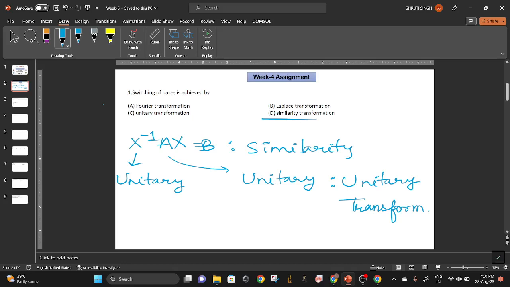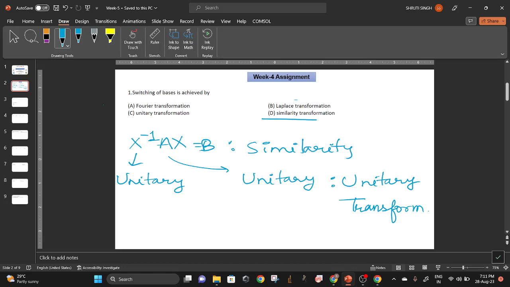Okay, ma'am, but that answer is also okay, na? If somebody writes unitary transformation, because switching of basis also takes place via unitary transform, and it is a special case of the similarity transform. Yes, but it is not always true that the basis will be orthogonal. Similarity transformation will convert from one basis to another basis. Not always will A be orthogonal, na? Yes, ma'am. So similarity transformation is the best answer here.